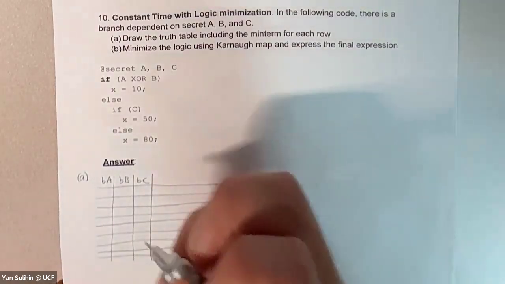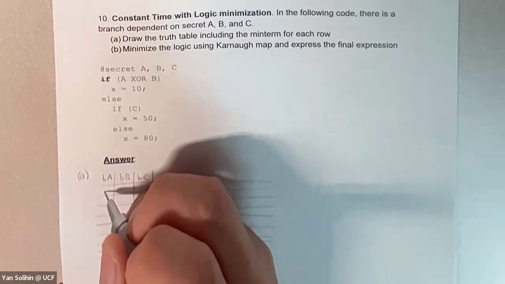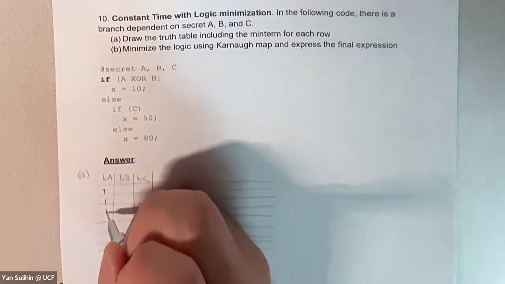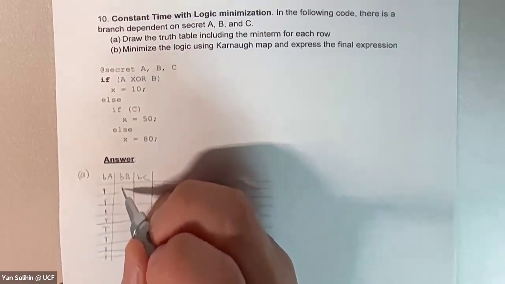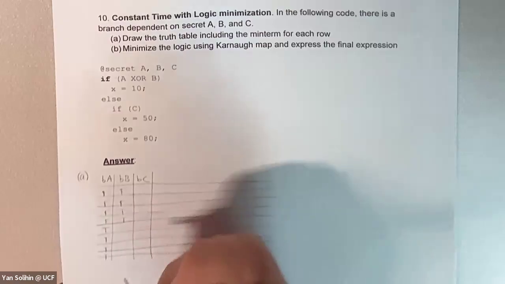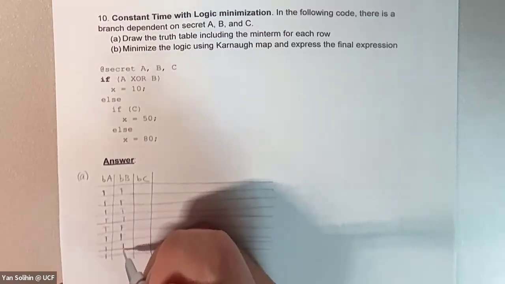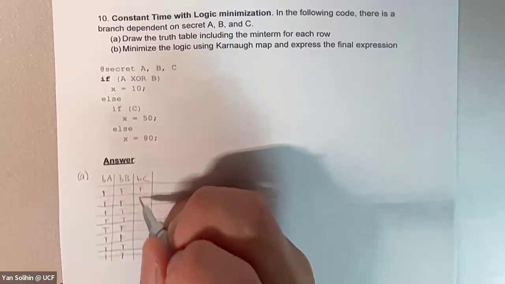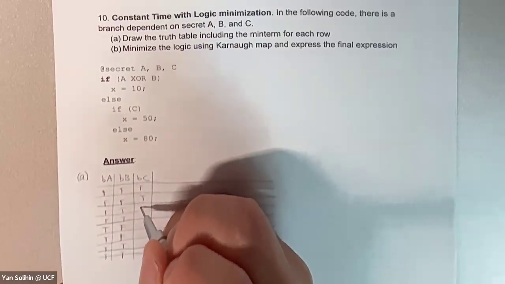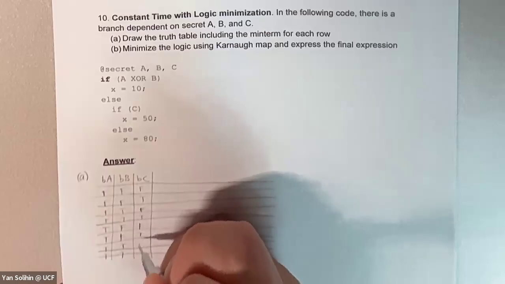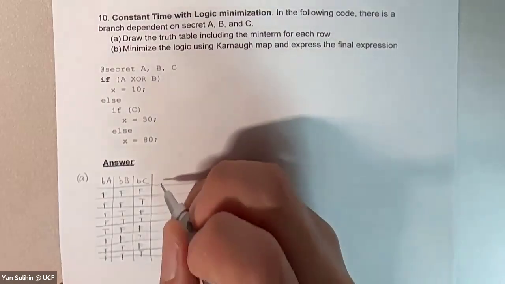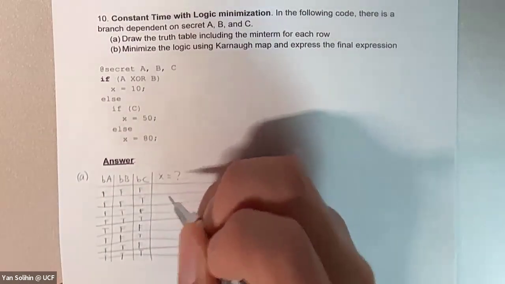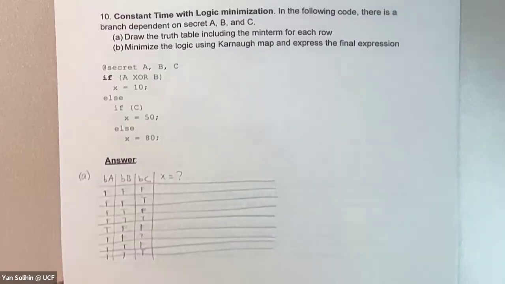All right, so we have that, and then we will fill this in as false, false, false, false, true, true, true, true, false, false, true, true, false, false, true, true, false, true, false, true, false, true, false, true. And then we figure out what is the value of X after with each of the combination.